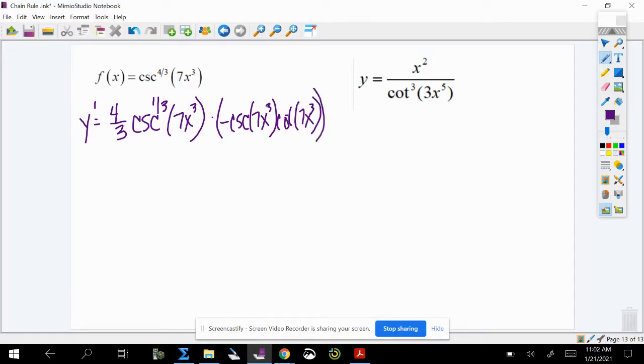And then finally, times the derivative of the angle, which is 21x squared. So when I saw this particular problem on an old AP test, this is not how they left their final answer. So we'll talk about that a little bit.